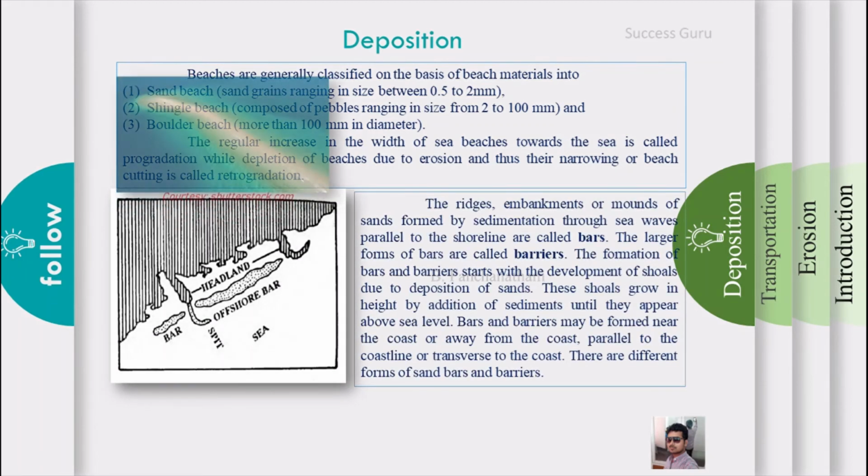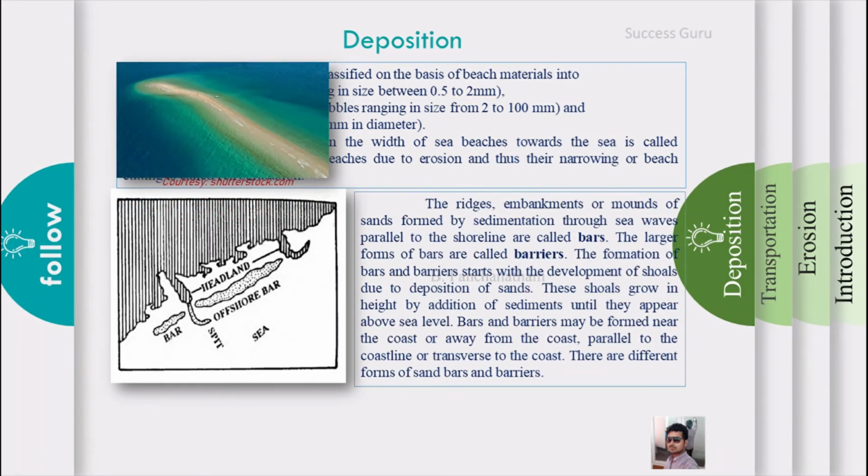The ridges, embankments or mounds of sand formed by the sediments through sea waves parallel to the shoreline are called bars. The longer forms of bars are called barriers. The formation of bars and barriers starts with the development of shoals due to the deposition of sands. These shoals grow in height by addition of sediments until they appear above the sea level. The bars and barriers may be formed near the coast or away from the coast, parallel to the coast or transverse to the coast. These are different forms of sandbars and barriers.